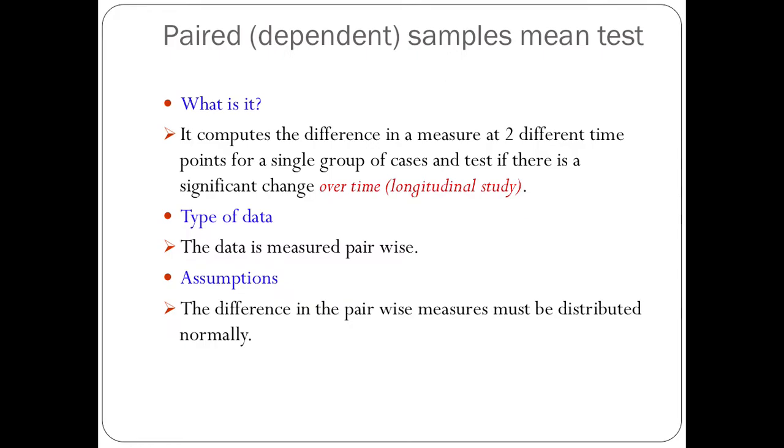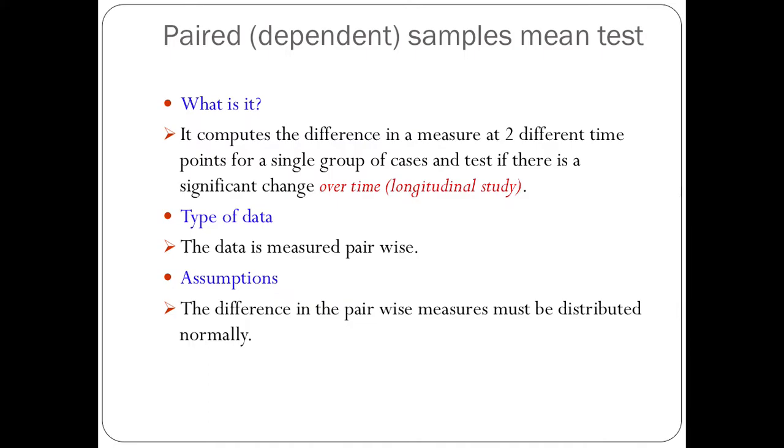Let us look at what the paired sample mean test, or dependent sample mean test, is. It tests the differences in the measure of the same group of cases or subjects, usually at two different time points. So what they are measuring are the same subjects being repeatedly measured over time in a longitudinal study. This type of data is a pairwise data set.